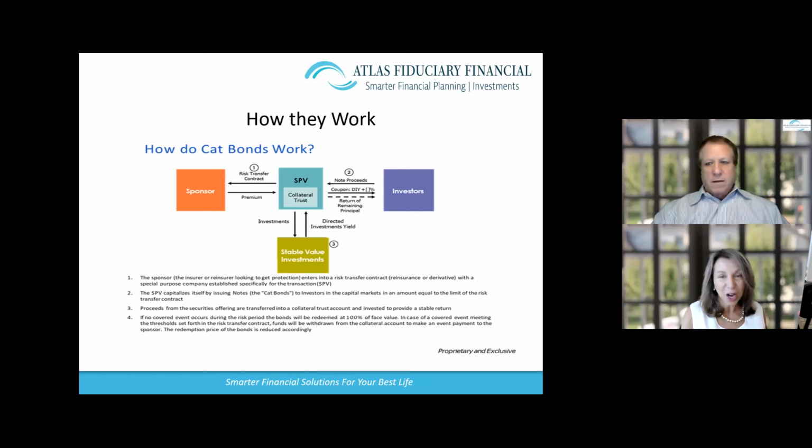Right. And if there's no covered event at all, they're redeemed 100%. So it can be very, very profitable at times. And by the way, the other thing about these bonds is they're typically short term, 1 to 5 years. They're not 30-year bonds like a lot of corporations issue. So the duration of the risk is much less in terms of time as well.